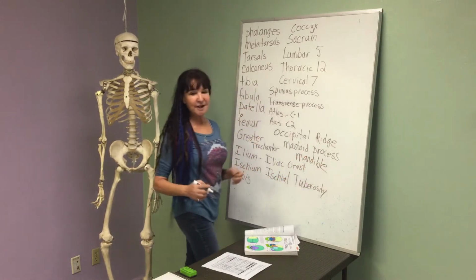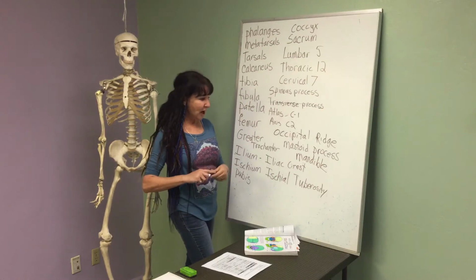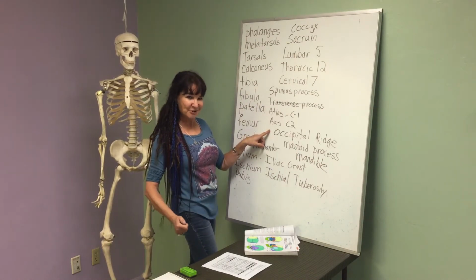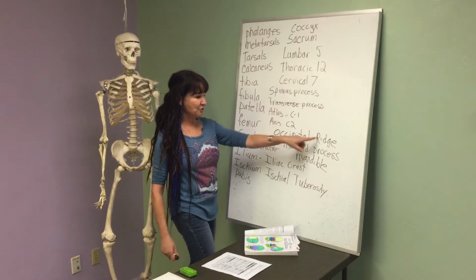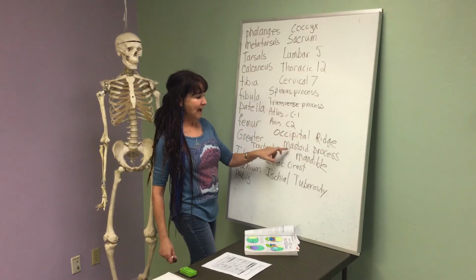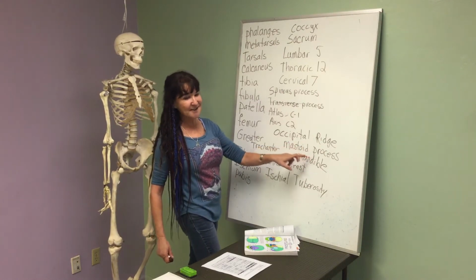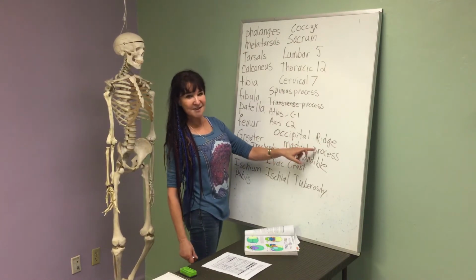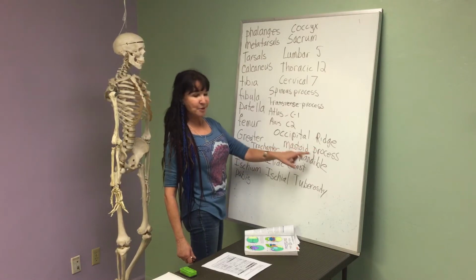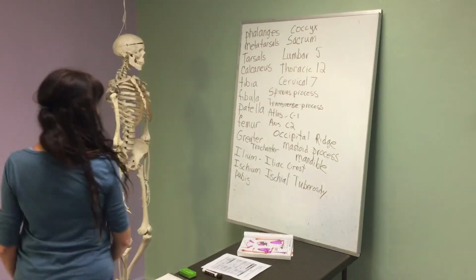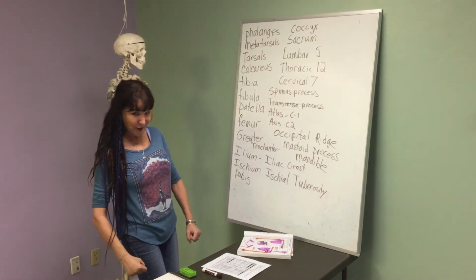Take a few minutes to write out occipital ridge, mastoid process, and mandible, three times each, and we'll come right back. I hope you wrote them out three times each.